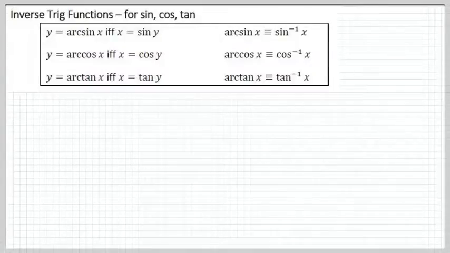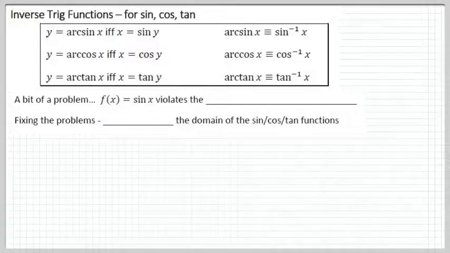Okay, so now let's actually talk about the inverse trig functions. We've seen these actually. We brought these up in class before. We have our inverse sine, cosine, and tangent written like this, but it's an equivalent expression to write arc sine, arc cosine, arc tangent. So we have this function, y is equal to arc sine of x if and only if x is equal to sine y.